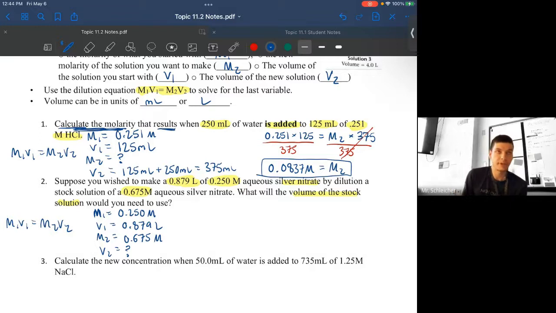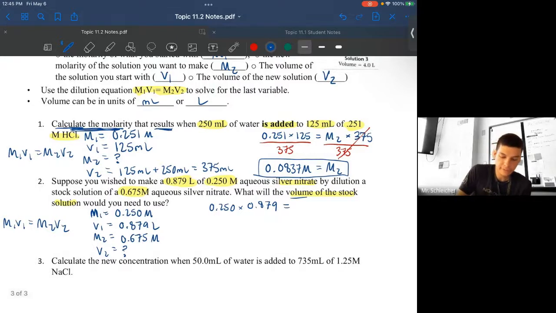Okay, so let's plug this stuff into our equation and solve for our unknown volume that we need. It's asking us for that volume. So M1, I could put in that 0.250 times V1, I could insert that 0.879, is equal to M2, which is 0.675 times this V2, which is unknown. So I'm just going to leave it as V2. So now I'm solving for this unknown volume, V2.